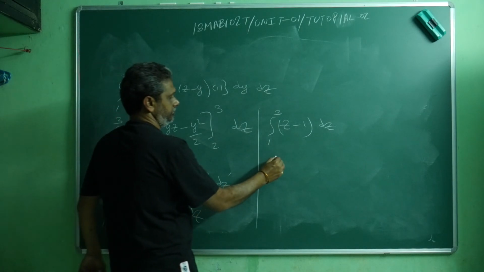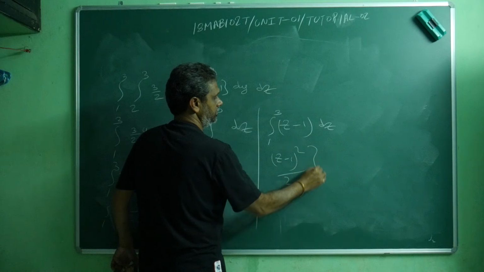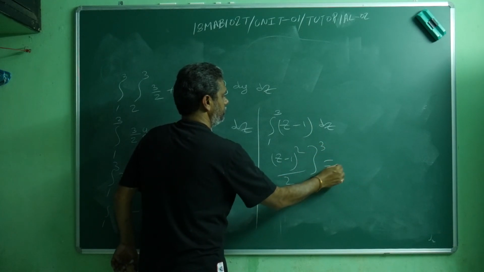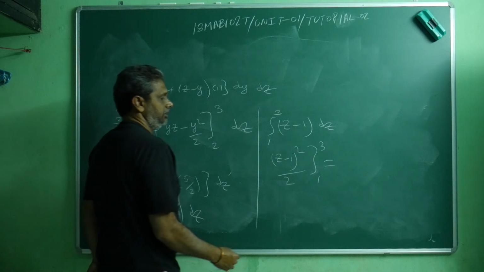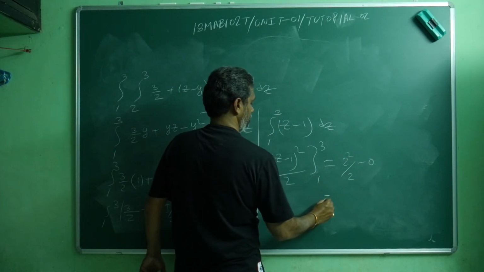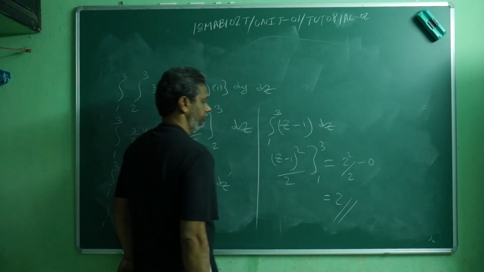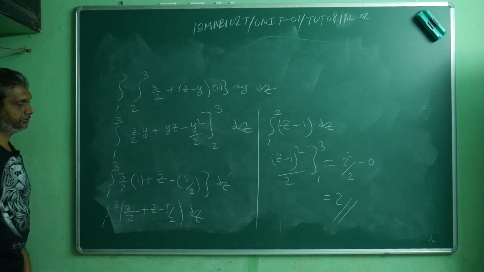Now if you want, you can use our linear concept. This is how I will write: (z minus 1) whole squared by 2, limits 1 to 3. The lower limit is wasted, only the upper limit stands. The upper limit is 3 minus 1, 2 squared by 2. So this is the way of attacking.